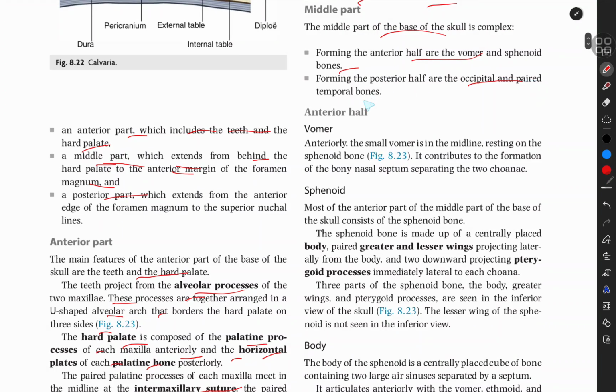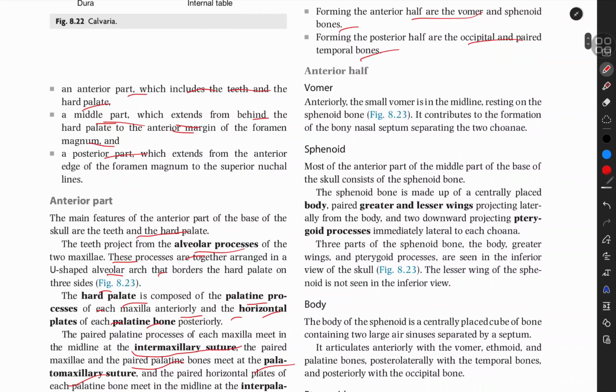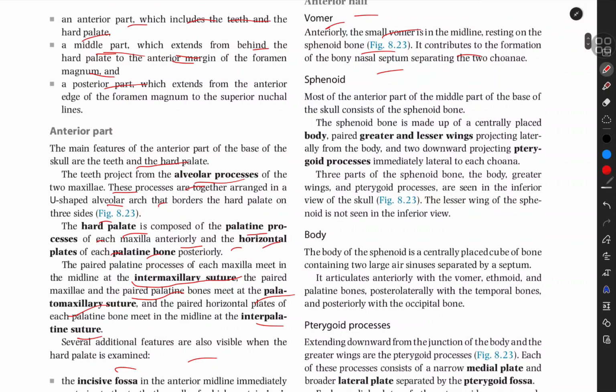Forming the posterior half of the occipital and paired temporal bones. Anterior half, vomer. Anteriorly, the small vomer is in the midline resting on the sphenoid bone, contributing to the formation of the bony nasal septum, separating the two choanae.